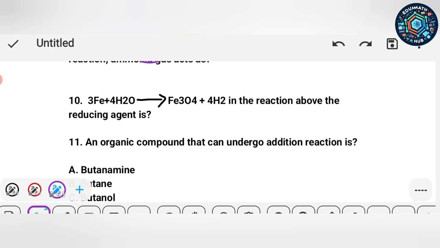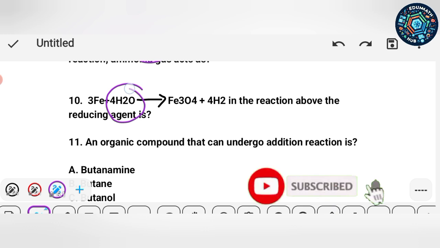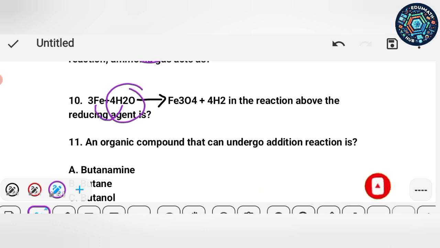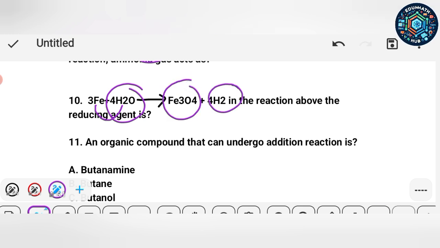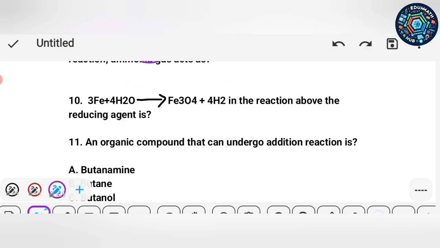While this H2O that was here gave its oxygen to Fe. You can see Fe took the oxygen, while the H2O became ordinary H2. So H2O there is the oxidizing agent, while Fe is the reducing agent. So in the reaction above, Fe is the reducing agent. Just put it like that.